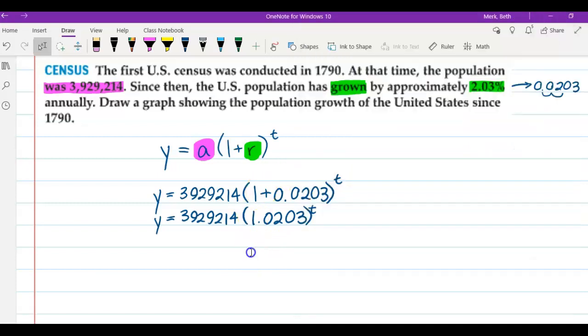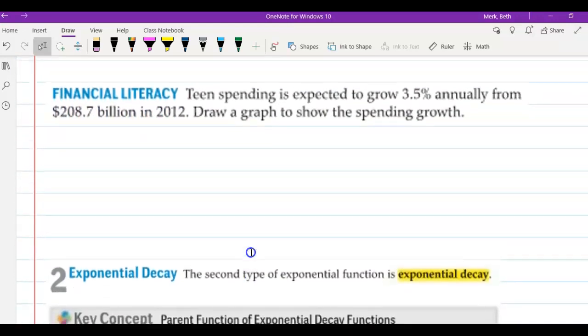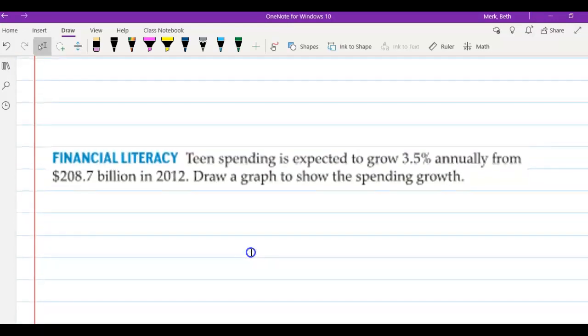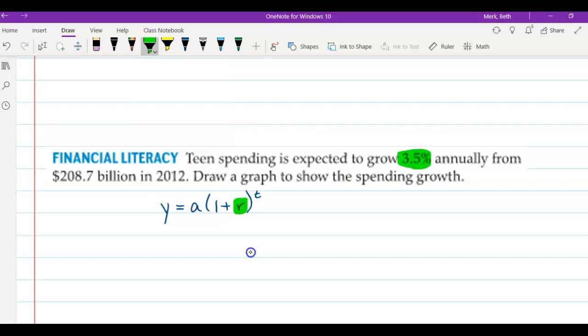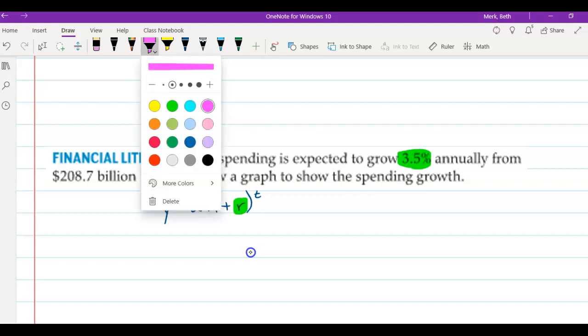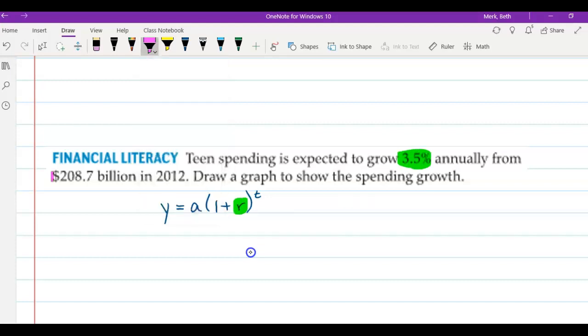All right, let's take a look at another problem. We're just going to set this one up. We're not going to graph it. Teen spending is expected to grow, so we're going to start with our original formula, 1 plus the rate. It's expected to grow 3.5%. That's going to be our rate. We know it's growing from this amount. So that's our initial amount.